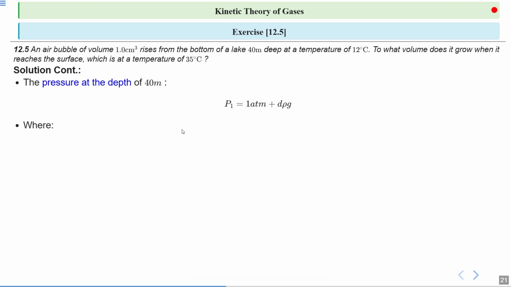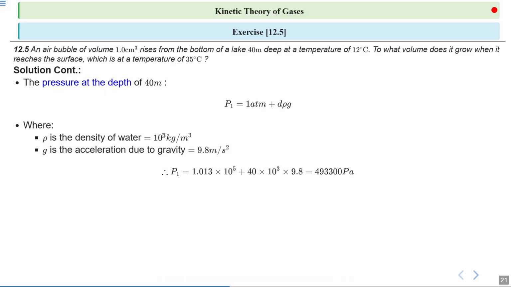Now the given terms here: rho is the density of water, that is 10 raised to the power 3 kilogram per meter cube. g is the acceleration due to gravity, equal to 9.8 meter per second square. So just substitute these values into our equation. We find that P1 is equal to 1.013 into 10 raised to the power 5 plus 40 into 10 raised to the power 3 into 9.8. Solving this, you will get 493300 Pascal. This gives us the pressure at the depth of 40 meters.